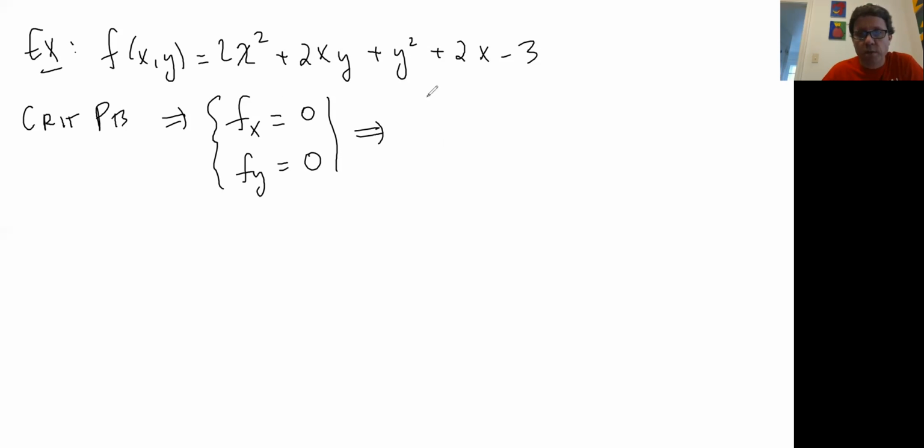So how do you do that? Well, let's see. The partial derivative with respect to x: I get 4x from that one. For this one, y is constant, so that's 2y.